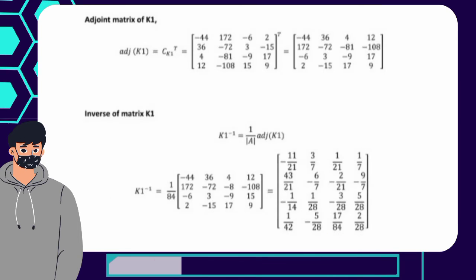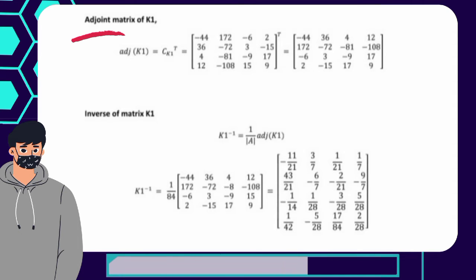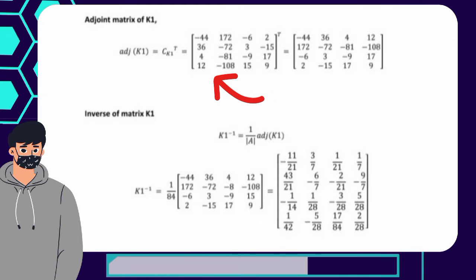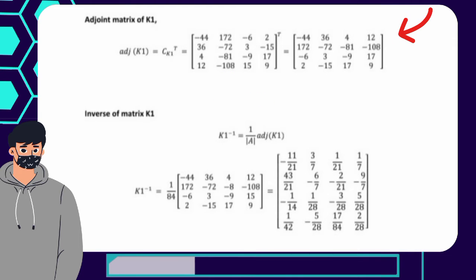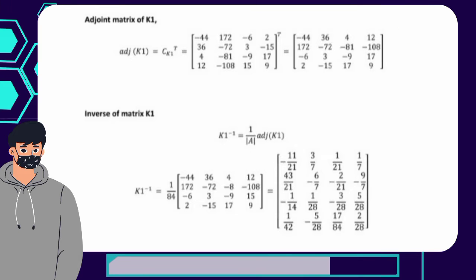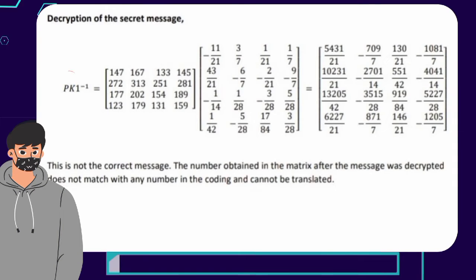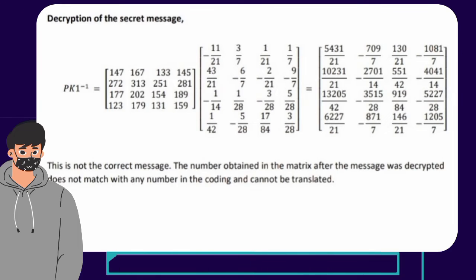Using the cofactor matrix we obtained just now, we will have the adjoint of the matrix by finding the transpose of the cofactor matrix. We just change the place between the row and the column, so each element in row 1 will change place and be arranged in column 1 accordingly. Finally, we can find the inverse of the matrix by using the formula 1 over determinant multiplied by the adjoint matrix. Then we multiply the inverse matrix with the secret message and the result is obtained.